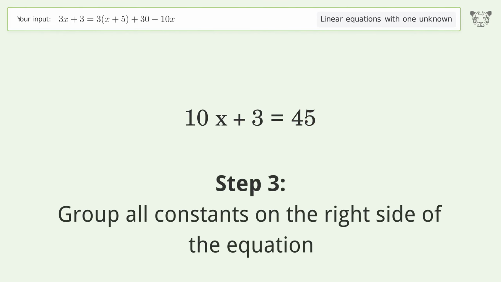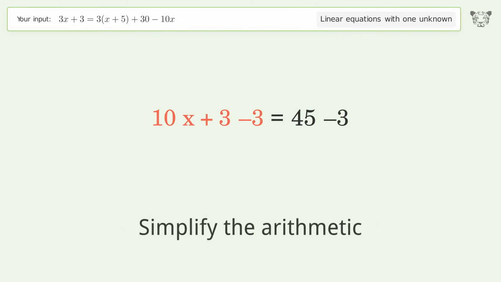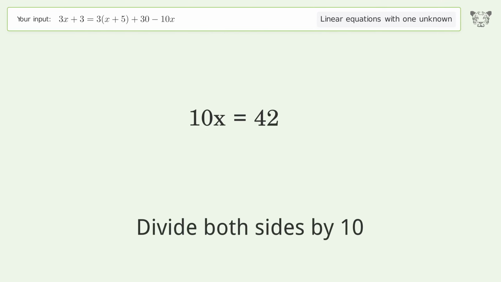Group all constants on the right side of the equation. Subtract 3 from both sides. Simplify the arithmetic. Isolate the x. Divide both sides by 10.